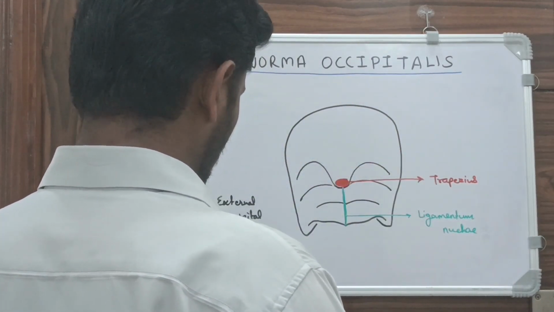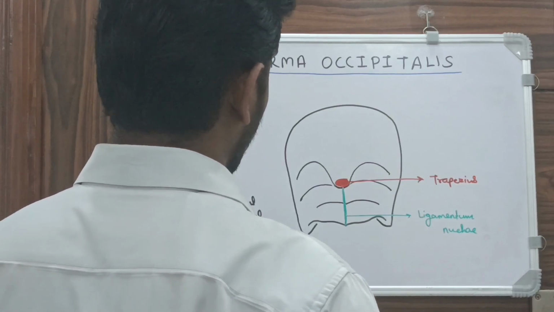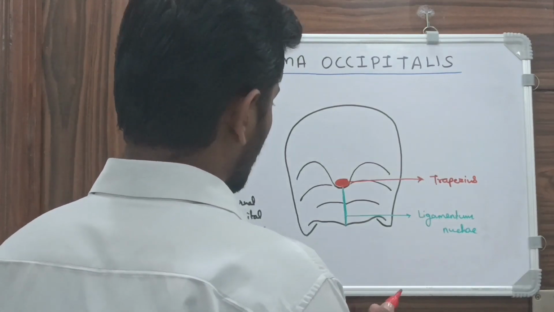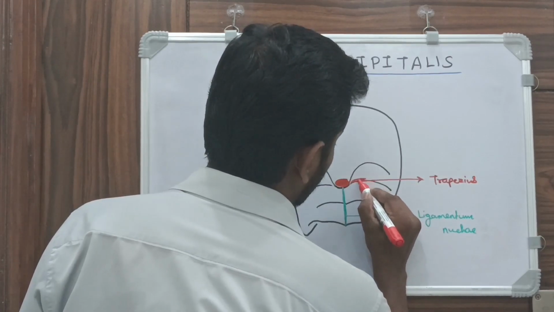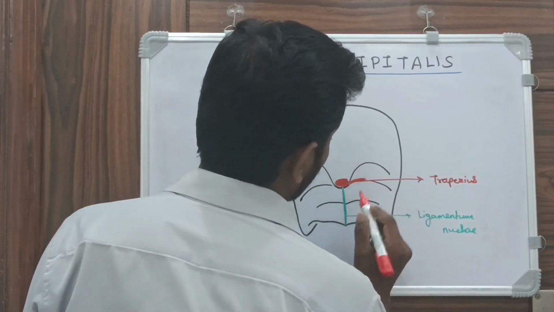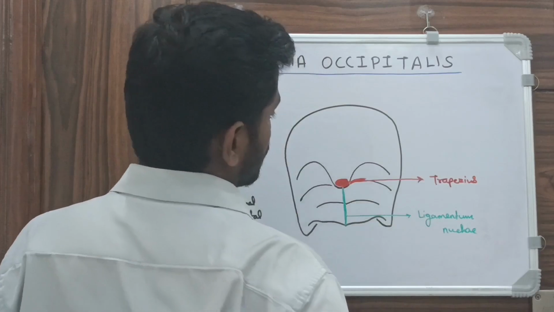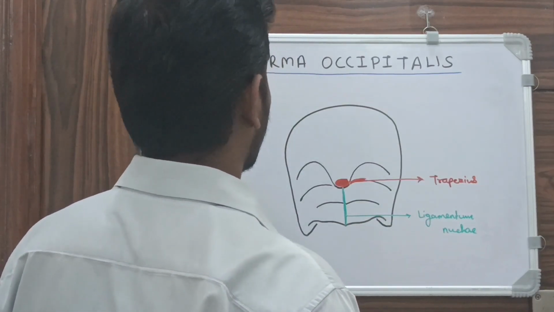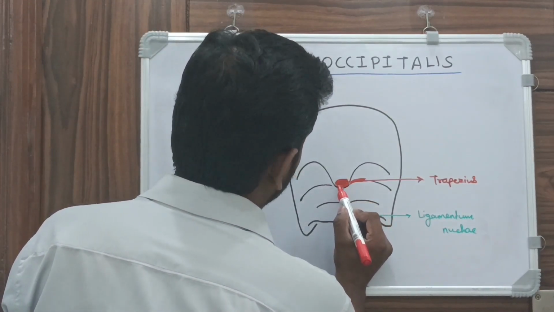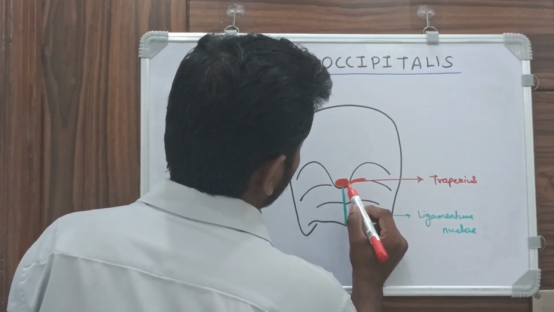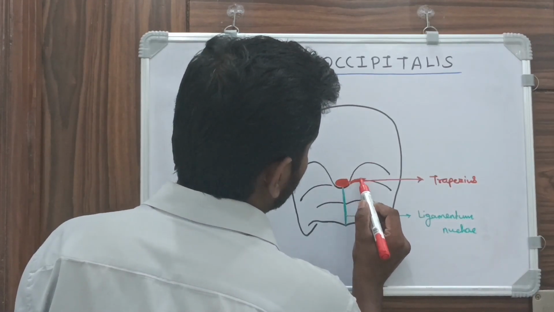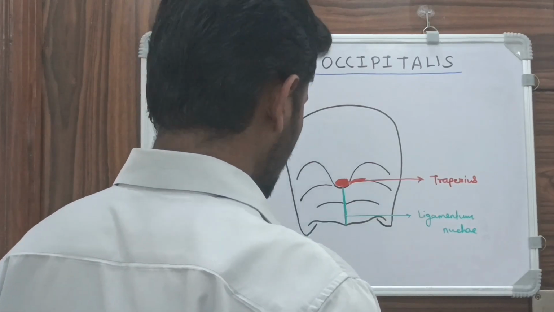Now from the medial 1/3 of the superior nuchal line, trapezius gets its origin. So this is the medial 1/3 of the superior nuchal line. So trapezius gets its origin from the external occipital protuberance and the medial 1/3 of the superior nuchal line.